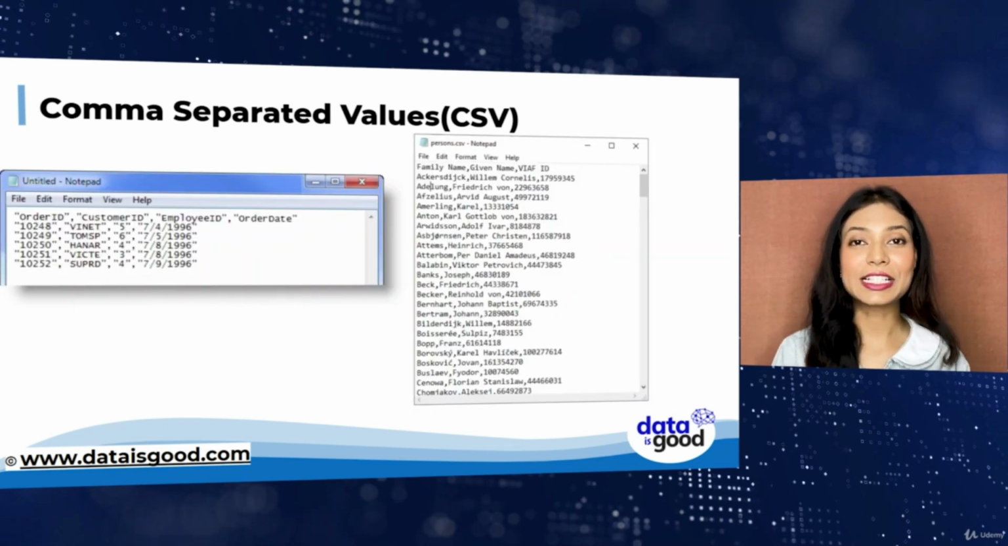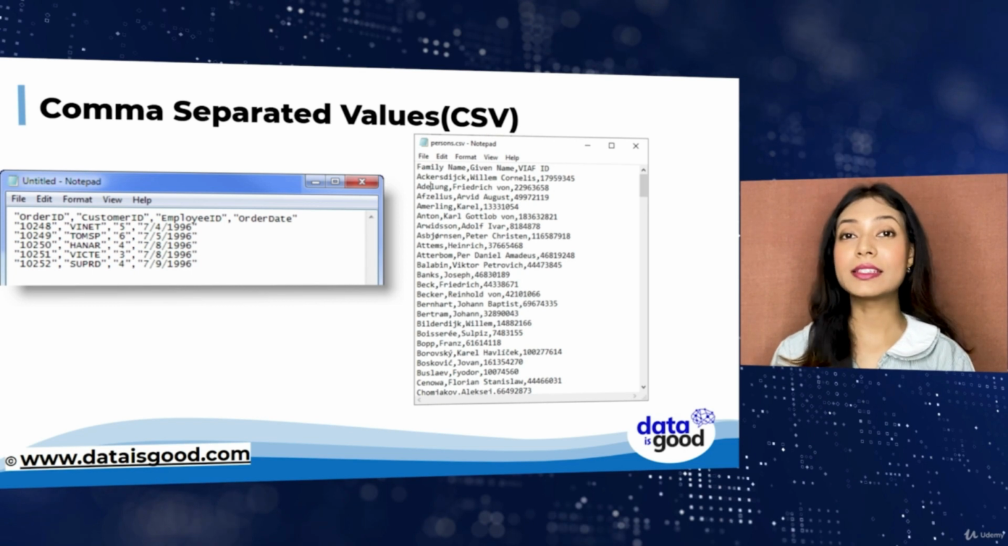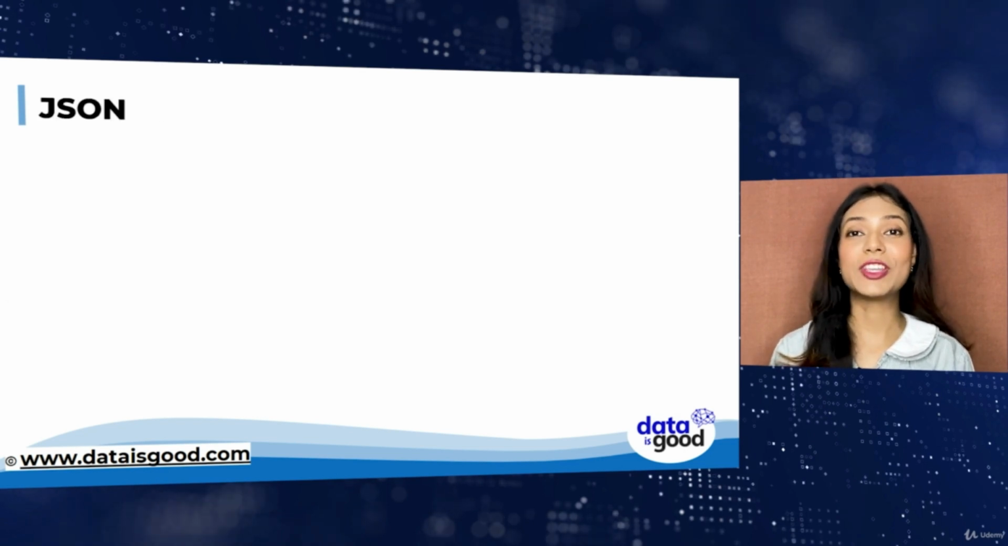Let us look at a CSV file example. This is how we store data in a CSV file. Well, that was easy, right? Let us move on and learn about another type of file format, that is JSON.